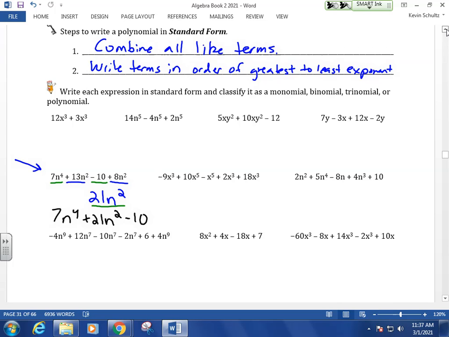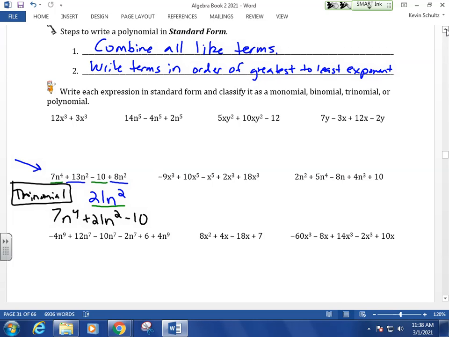And so that would be our simplified polynomial, which now that we've simplified it, we can classify it. What type of nomial is it? Mono, bi, tri, or poly? It is a trinomial. Okay. And for this objective, you need to classify it. If you're asked to write, yes, that'll always be your answer for this objective, where you need to simplify it, write it in standard form, and then classify it.